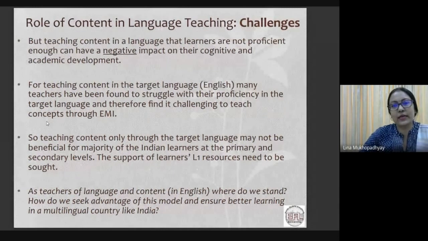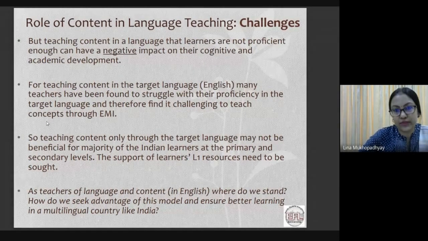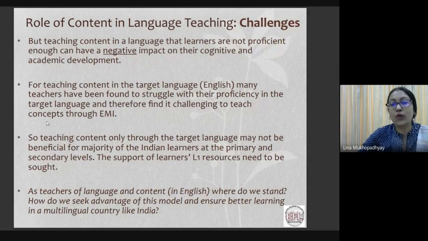So teaching in a language that learners are not proficient enough in can have a negative impact. This is what research shows. And this is why I said that using this model at the primary and secondary level without ensuring that learners have a threshold level of proficiency can have other negative impacts. And that is from the learner's point of view. From the teacher's point of view, since the teaching of the content is in the target language, many content teachers have been found to struggle with their proficiency.